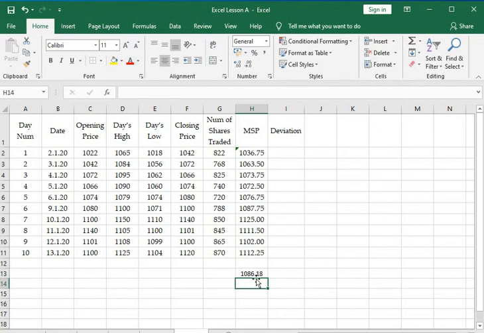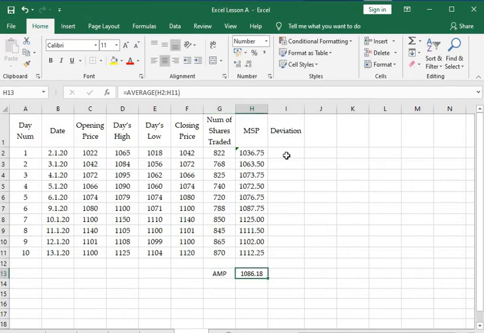Now for this average, what was the term? Let me see the term. It is here, average mean price. If you remember, it was average mean price. You can go back in the video and see the question once again, just to remind the terms, right? So the average mean price of the share is coming to this value.